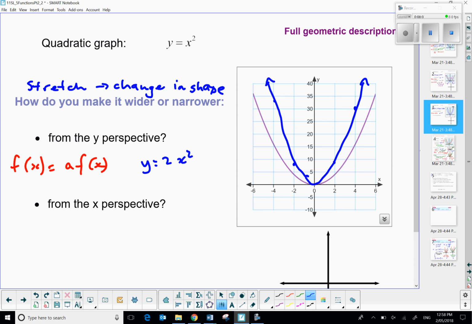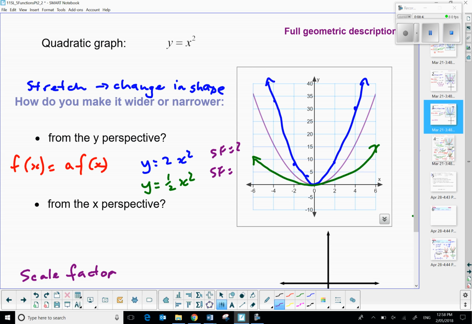If we had y equal to a half, if we had our factor of a half, then it's going to get half as high. All right, so we're getting a stretch, and what we talk about here are scale factors. So our scale factor, oh, that's an R. Here we have a scale factor equal to 2. Here our scale factor is a half. In the x, it's the opposite.